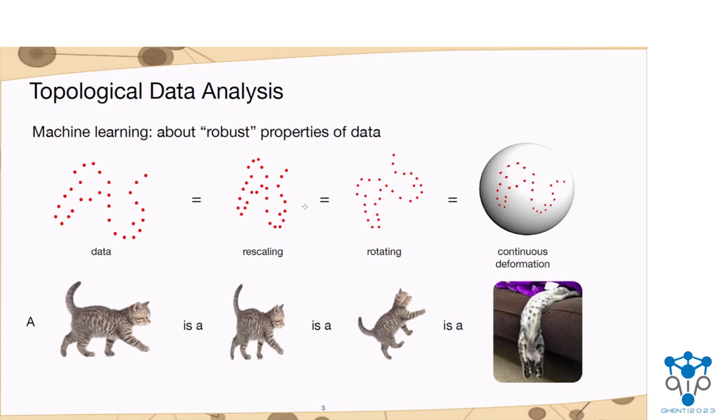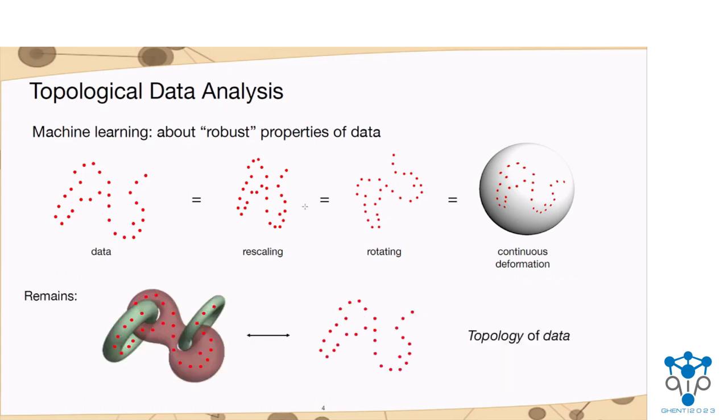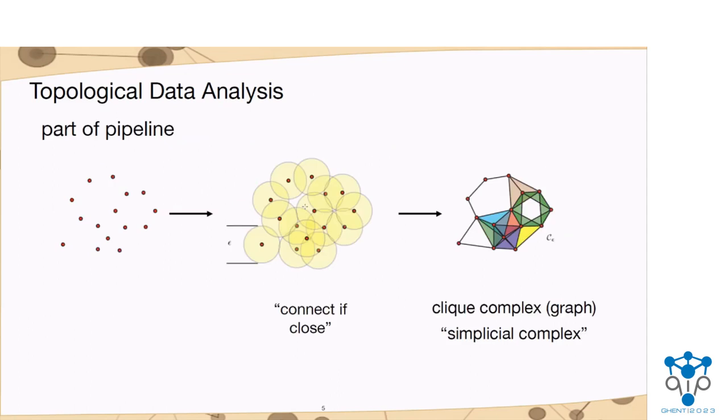And if you take this line of reasoning of extracting the most robust features out, you end up with the topology of data, the connectivity that we're trying to understand. And this is exactly what topological data analysis is about. So TDA is not one thing. There are many things that people do that are called topological data analysis. But most of these involve a pipeline like this.